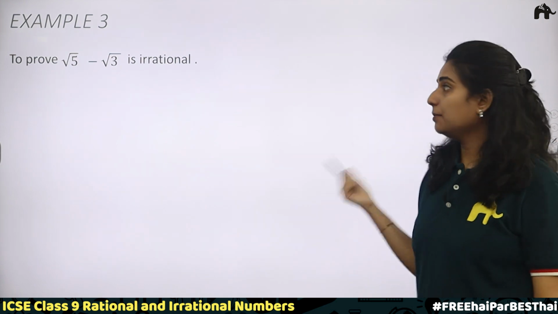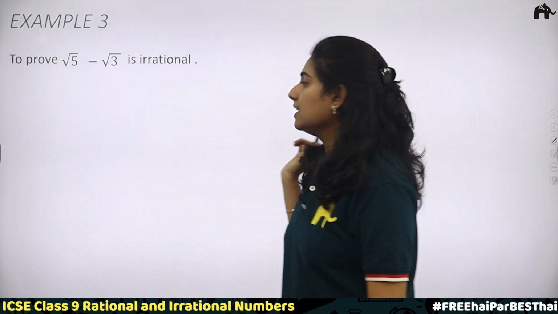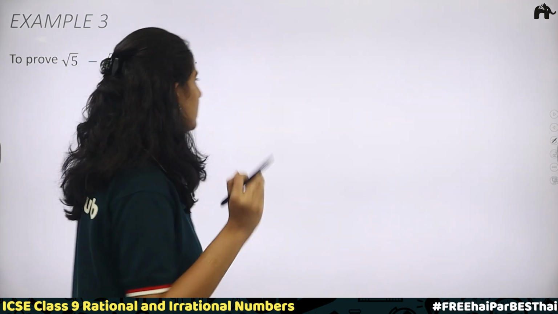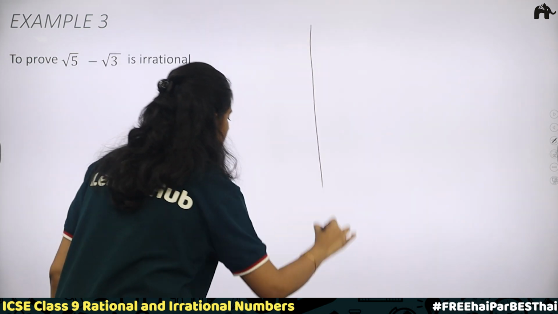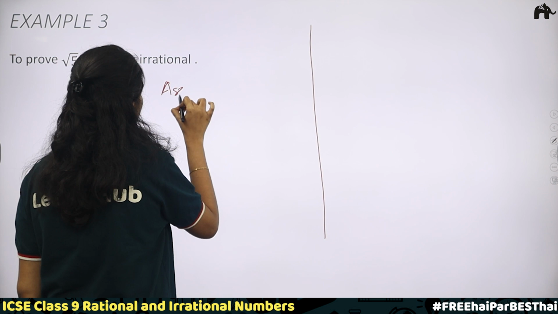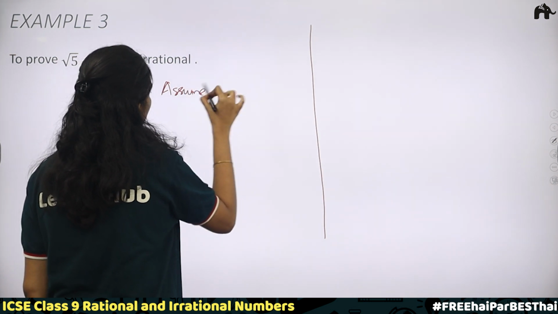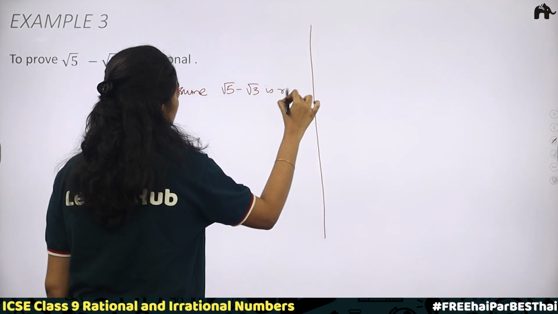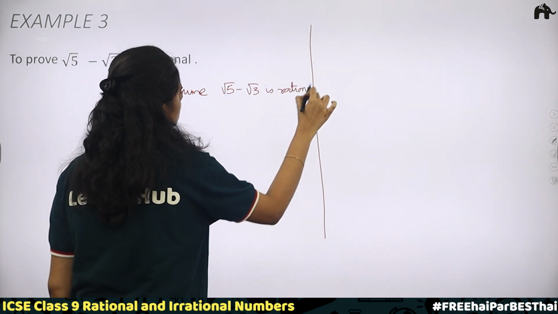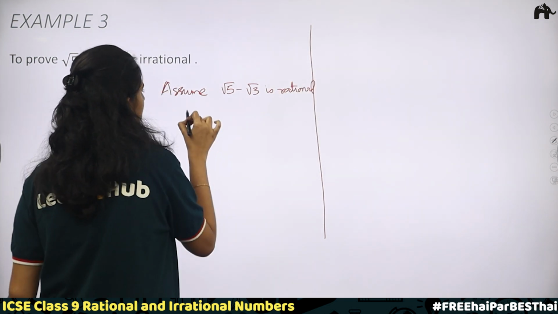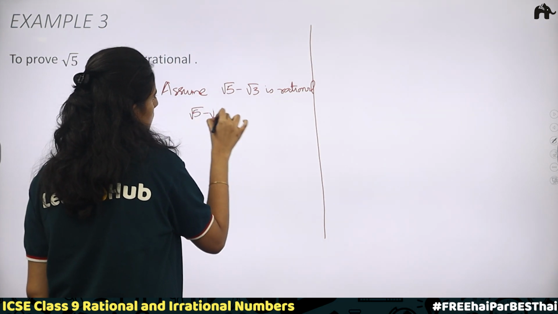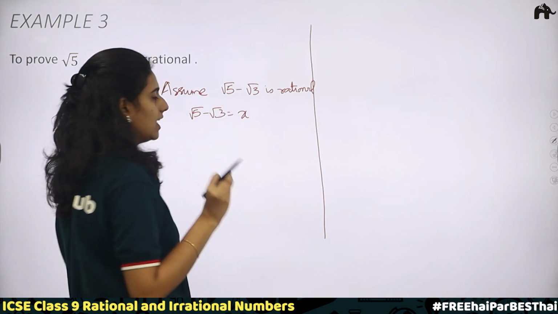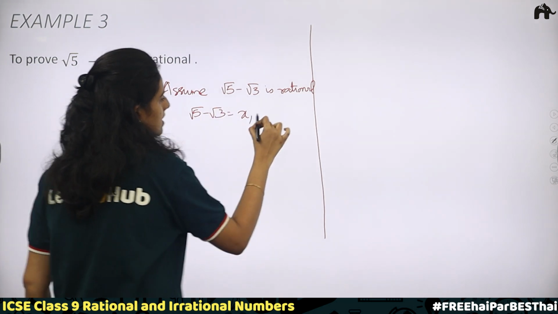Third example, to prove that root 5 minus root 3 is irrational. Again, we will start with the assumption: root 5 minus root 3 is rational. So, first step, assume root 5 minus root 3 is rational. So it can be expressed in the form a by b. Let's take root 5 minus root 3 is equal to some x. x means a is equal to x and b is equal to 1, which is a rational number.